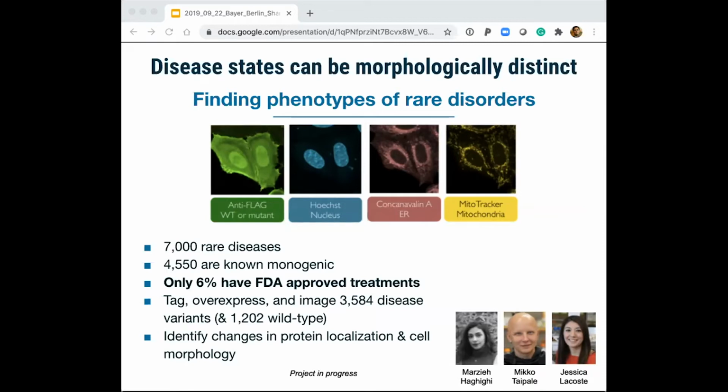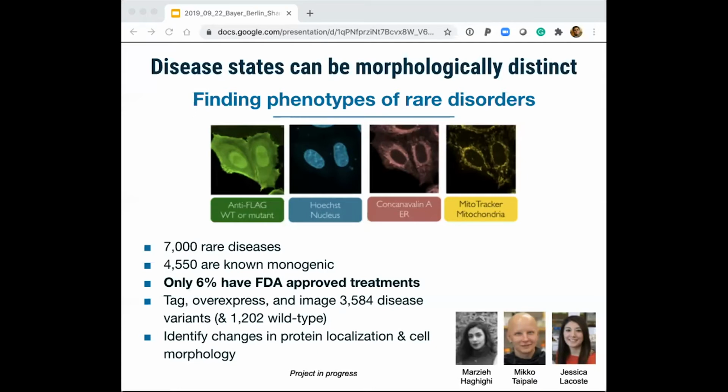There are over 7,000 diseases categorized as rare, of which 4,500 are known monogenic. So only about 6% of these have FDA-approved treatments, and the path forward is not clear. The traditional approach of using multiple assays and technologies to study each disease will be impractical, but this could be flipped around. What if we instead profile thousands of diseases with a few broadly useful assays to gain insights into their pathology? Image-based assays can be a rapid, relatively low-cost, yet information-rich approach to achieve this goal.